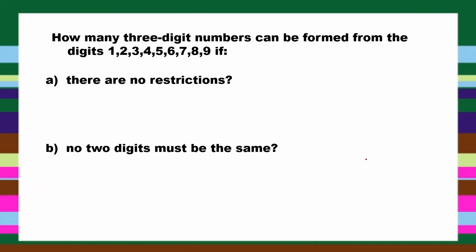Oh, going back to linear, ito kasi codes or numbers ang ifo-form natin. So we have here 1, 2, 3, 4, 5, 6, 7, 8, 9. So we have here 9 digits or 9 numbers. Then we have to form a 3-digit number.